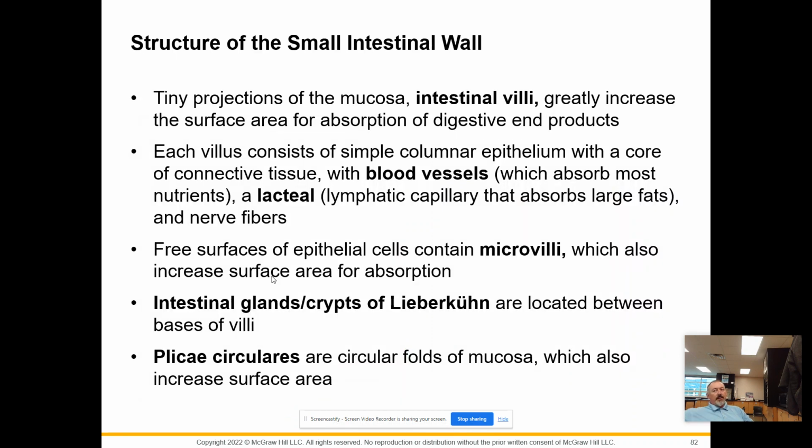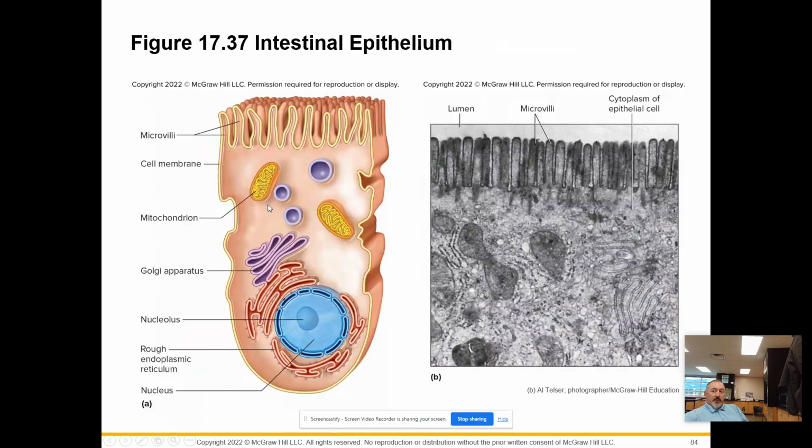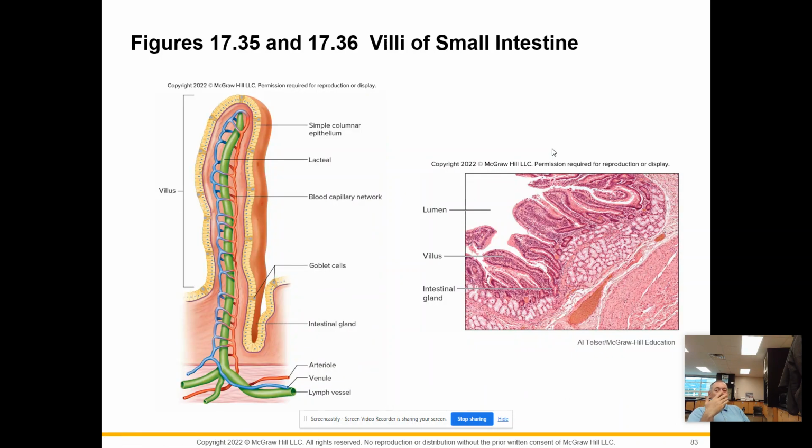All right, so let's take a look at the small intestinal wall. What's going on here? There are tiny little projections, and on these projections, there are even more projections. These tiny projections of mucosa are going to be the intestinal villi. Everything about this projection, and there are projections on the projections, just like all these microvilli. All of these different villi have microvilli on top of them.